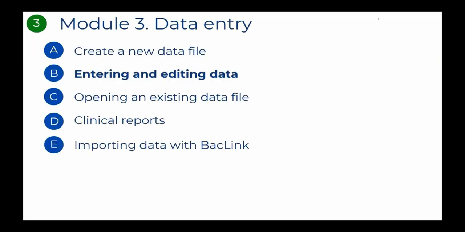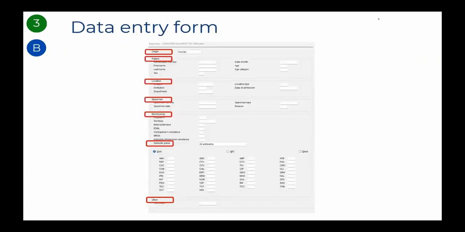Section B, how do I enter and edit data? In the data entry form, you will see a number of questions. In the first question, origin, you indicate whether the sample comes from a human, animal, food, or environmental origin. You can then enter patient, location, and specimen details, followed by the organism and antibiotic results, as well as other information at the bottom of the screen.